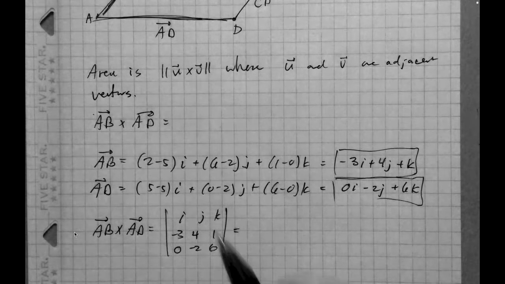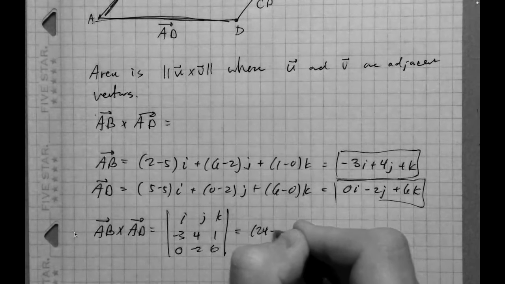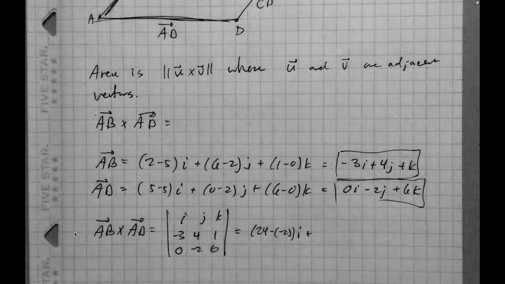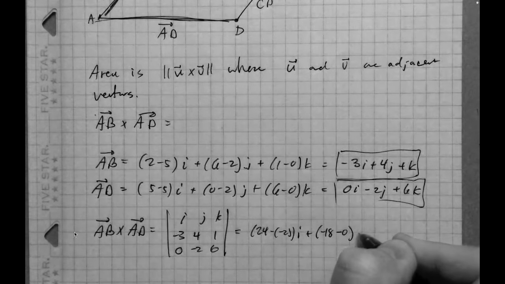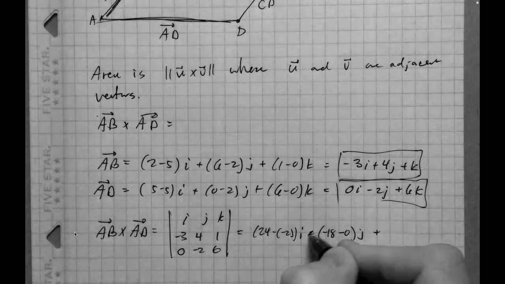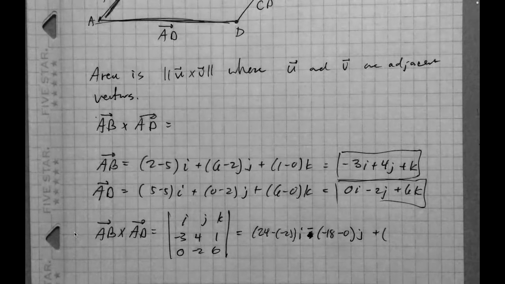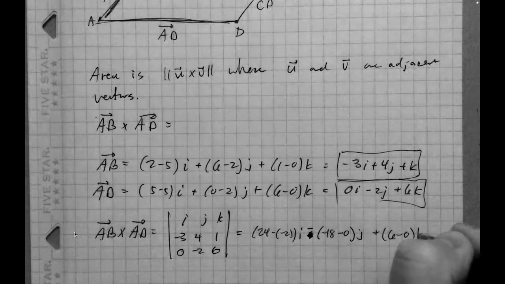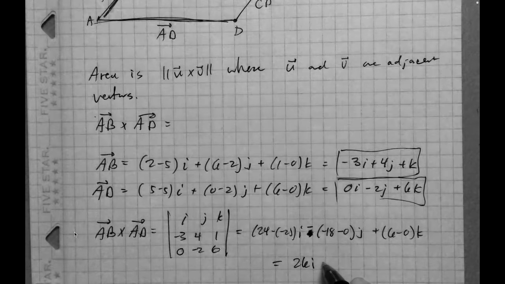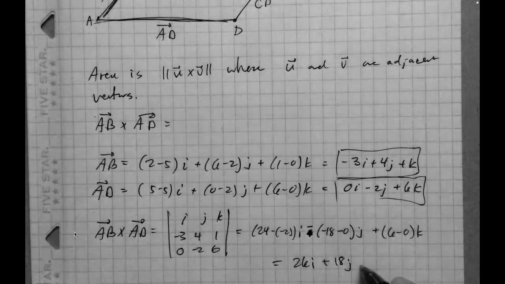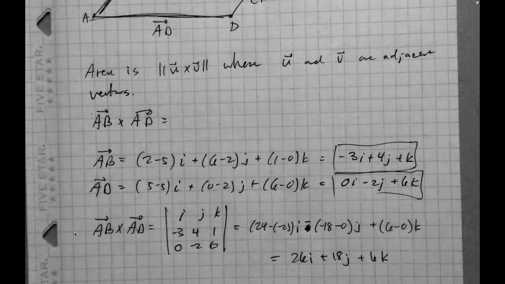Okay, and so these are slightly larger numbers than what we've had before. So it's 24 minus negative 2i plus negative 18 minus 0j, sorry, that's a minus. Okay, and then plus 6 minus 0k, right? And so what do you get here altogether? You get 26i plus 18j plus 6k. Okay, so that's AB cross AD.